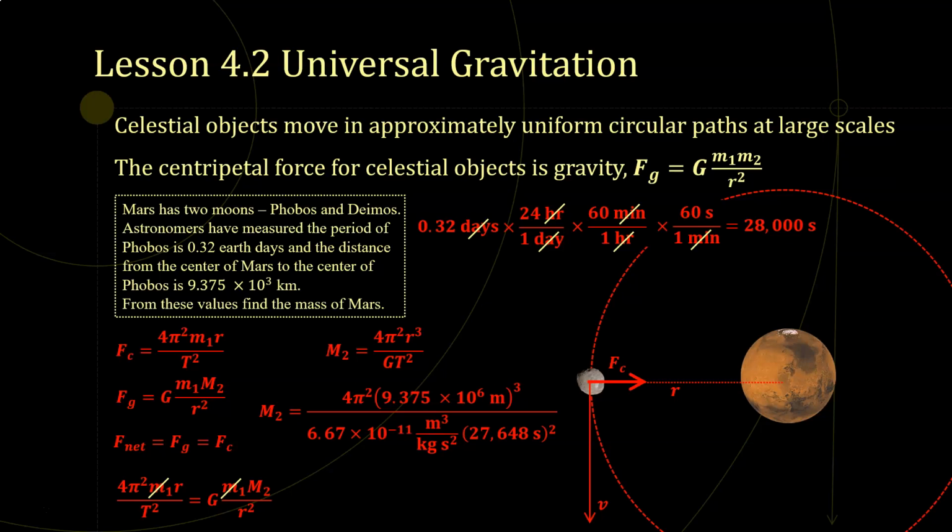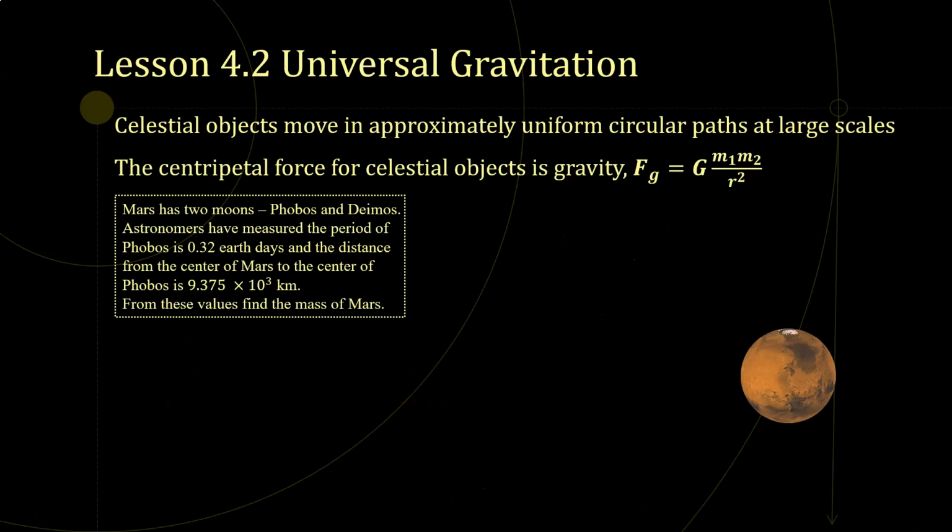Notice that I'm using the actual value for the period, 27,648 seconds. That was my actual calculated value. Up above, I wrote 28,000 seconds because that was in the right number of sig figs as my initial value was 0.32. So I'm going to go ahead and do these calculations. I find that the mass of Mars is 6.38 times 10 to the third kilograms. And if you check a table of values related to Mars, you can verify on the internet that the mass of Mars is around 6.38 times 10 to the 23rd kilograms.